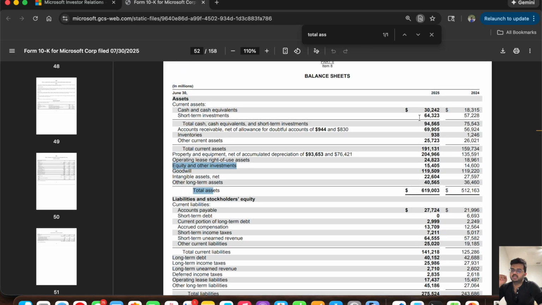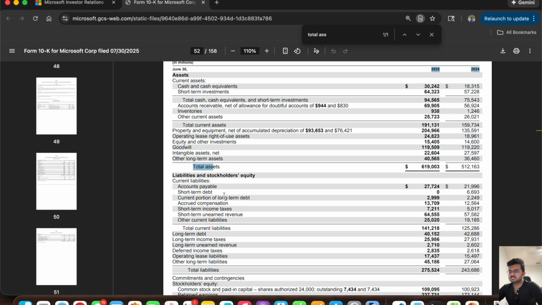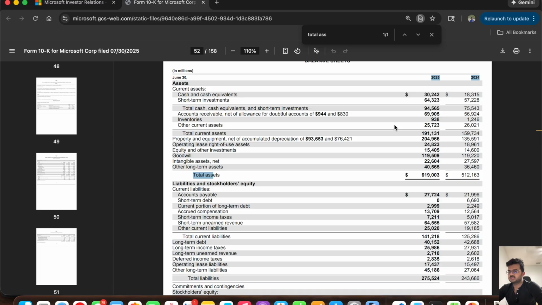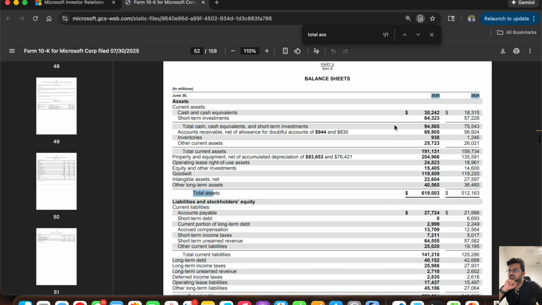Then input all the historical numbers for the last years. But for now, I will just input all this information into my Excel and start forecasting for the next 5 years. Maybe what I will do is fast forward this video from here all the way till I input the numbers. Then once I input all the numbers, let's continue. So with this, let's get started.